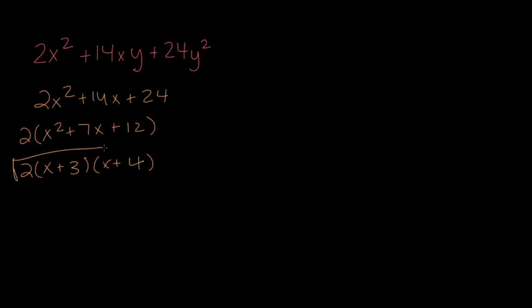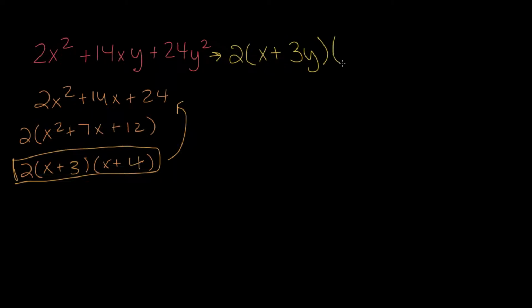So this should be equal to that. So now we take this and put it up here. So we're going to have 2 times x plus 3. And then remember, you just add on the y to get from here to here. So you tag on the y to the first factor, you tag on the y to the second factor. And this should be your final answer.